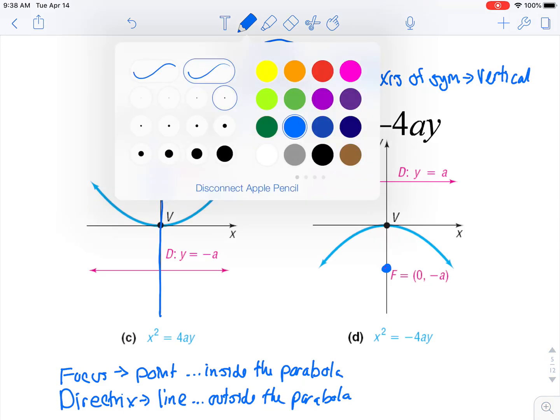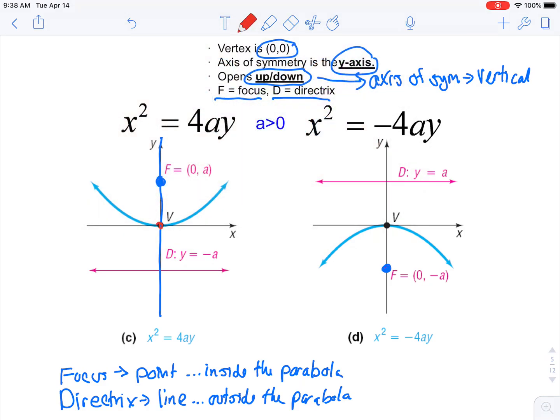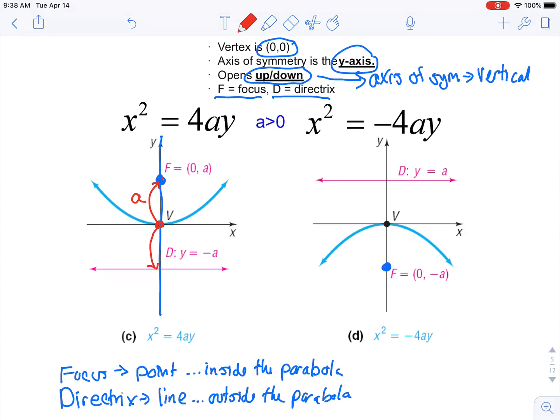So if you look at your origin, which is where our vertex is, we can see that the distance from the vertex to that focus is a units. And the distance from the vertex to that line is also a units. That a is right there in the equation. Also notice that, just like we've seen with parabolas in the past, if this part of the equation is positive, then the parabola opens up. If this part of the equation is negative, then the parabola is going to open down.